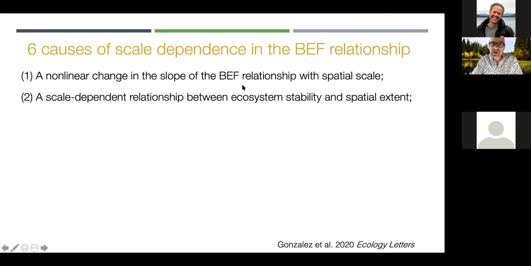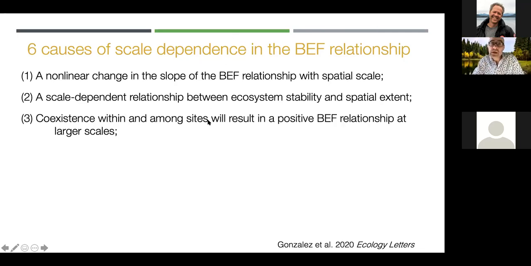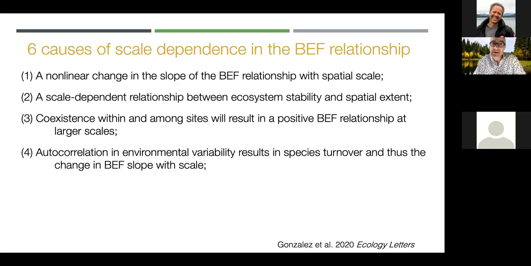Another hypothesis was that there's a strong relationship or scale dependence between ecosystem stability and spatial extent, which is linked to the synchrony of species fluctuations over space and time. We know also that coexistence doesn't happen just at the smallest spatial scales, that the factors explaining coexistence often have a strong temporal and spatial component, which mediates biodiversity and the turnover among sites over time, which is critical.